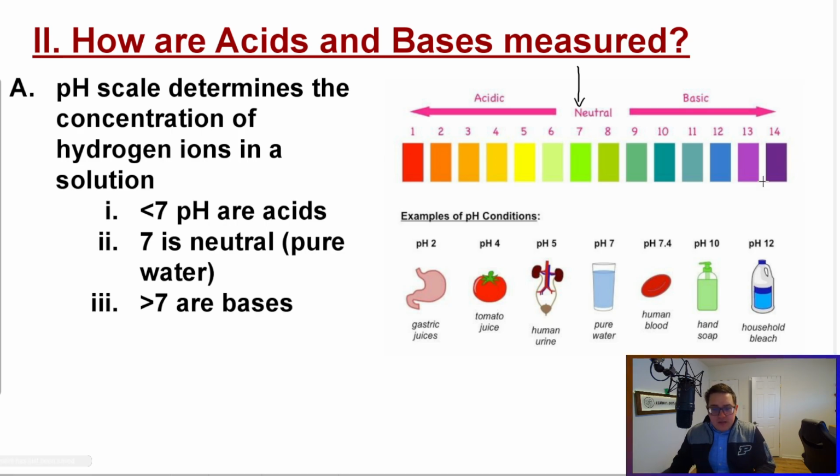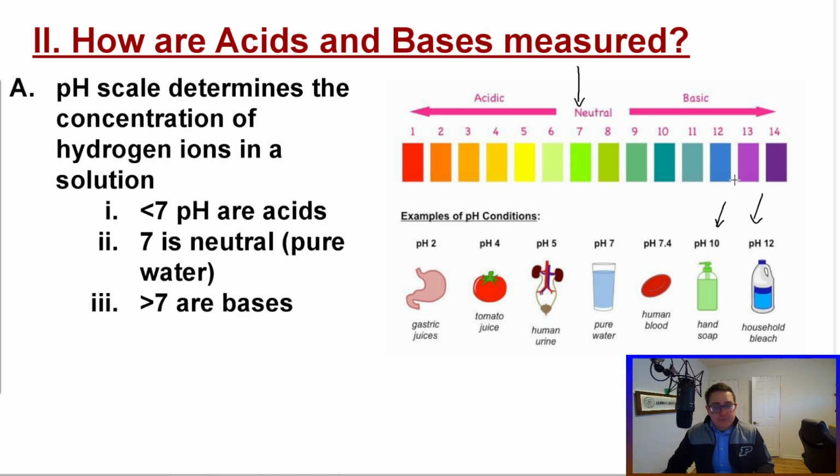But a lot of household cleaners, including hand soap and bleach or toilet bowl cleaner, tend to be very basic in nature. They just tend to work better than acids when it comes to cleaning. So we've talked about the pH scale. You go from 1 to 14, 1 to 7 being acidic, 7 to 14 being basic.